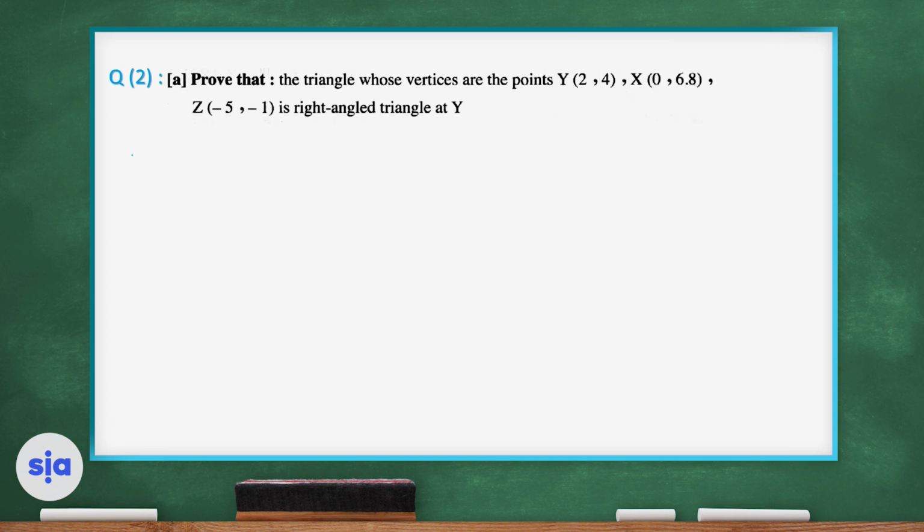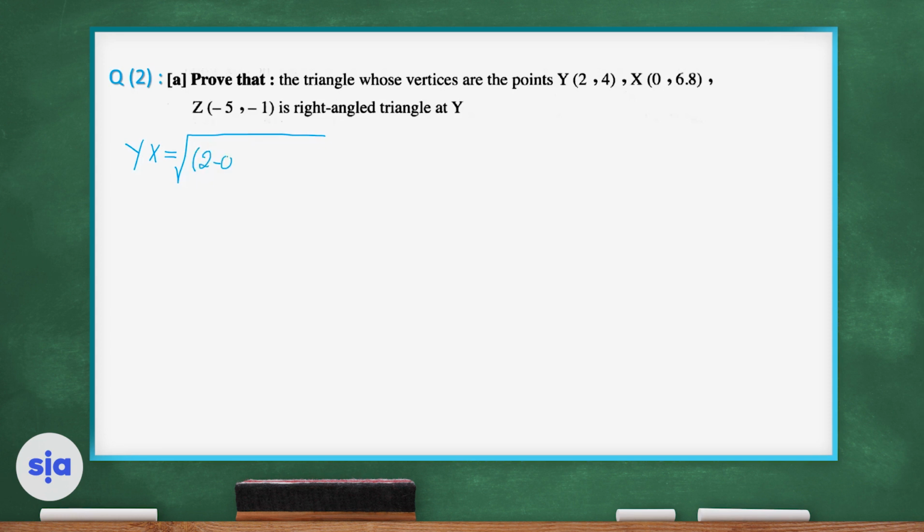And if the longest side squared is less than the sum of the 2 other sides squared, then it is an acute triangle. So in this question, we need to first find the length of the 3 sides. So here, YX equals, yes, we're going to use the distance formula.